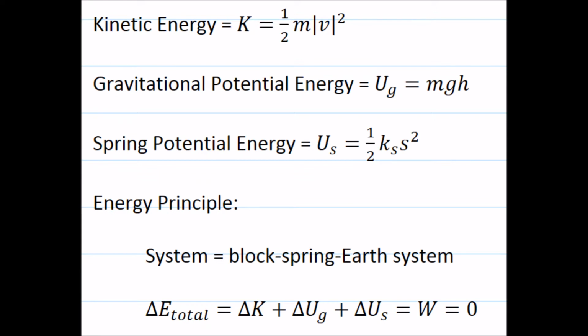The energy of the mass can be calculated using the kinetic energy of the mass, the spring potential energy of the mass, and the gravitational potential energy of the mass equations. If we consider the block, the spring, and the earth as our system, the entire change in energy, the sum of all the energies of the system, will be equal to 0 since no outside work is being done on the system. This is true based on the energy principle.